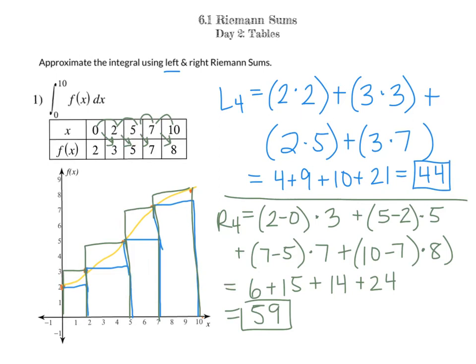Cool. All right, that's how you do a Riemann sum with a table. Note that sometimes you're not going to be told exactly how many intervals to use. It doesn't say use 4 intervals. Basically, unless you're told otherwise, you're just going to use all the data that you can. So since we had 5 data points, we could use 4 intervals.